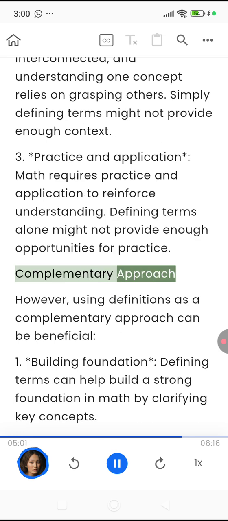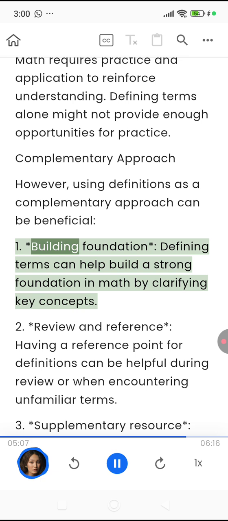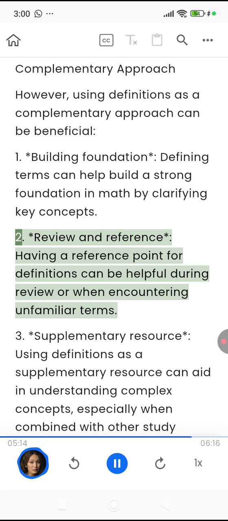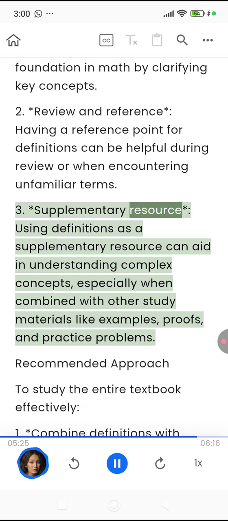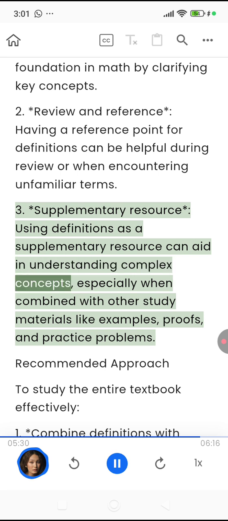Complementary approach. However, using definitions as a complementary approach can be beneficial. 1. Building foundation. Defining terms can help build a strong foundation in math by clarifying key concepts. 2. Review and reference. Having a reference point for definitions can be helpful during review or when encountering unfamiliar terms. 3. Supplementary resource. Using definitions as a supplementary resource can aid in understanding complex concepts, especially when combined with other study materials like examples, proofs, and practice problems.